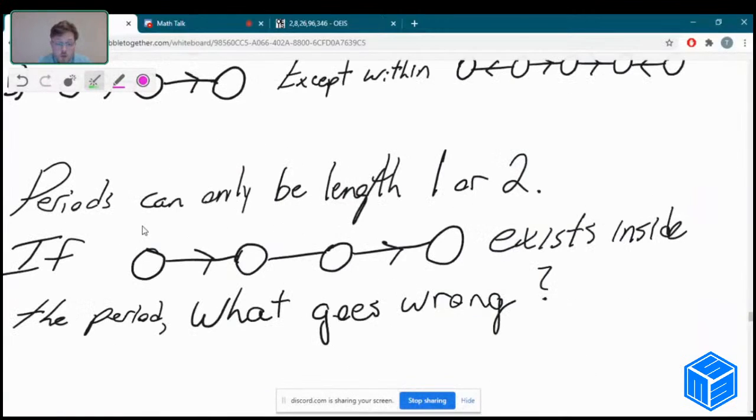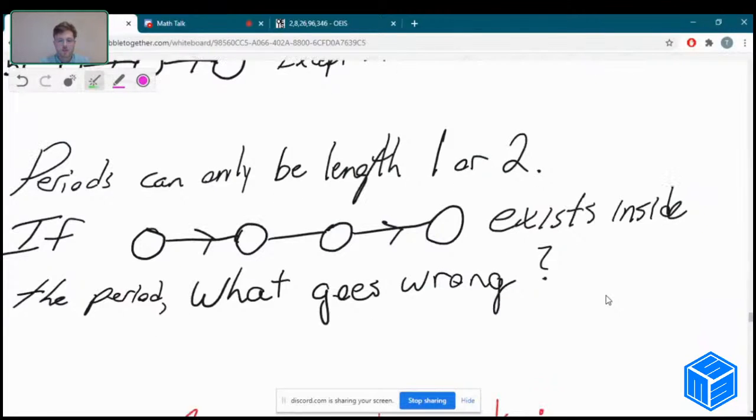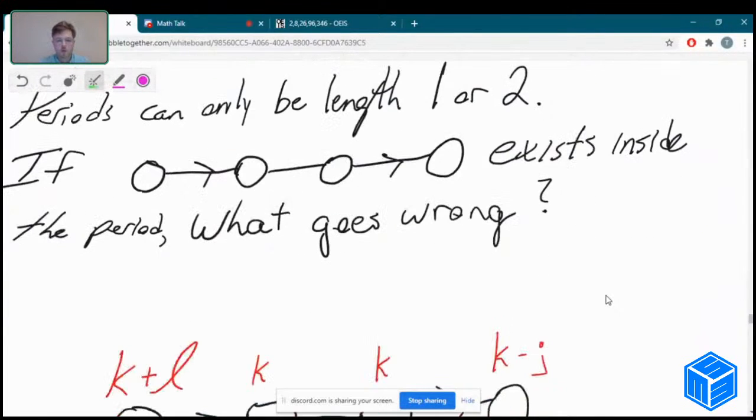I know the periods can only be of length 1 or 2. So why is it that right, flat, right can't exist inside the period? Like, what goes wrong if I'm trying to assert that that's true? Here's where I'm going to do a quick little proof of that.